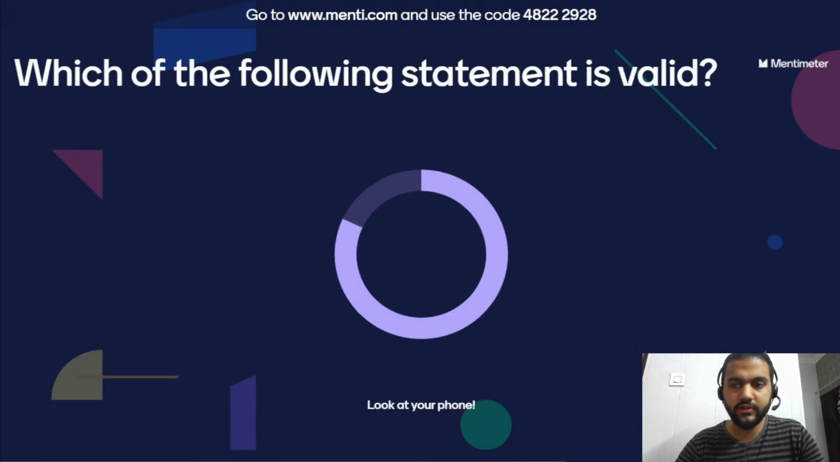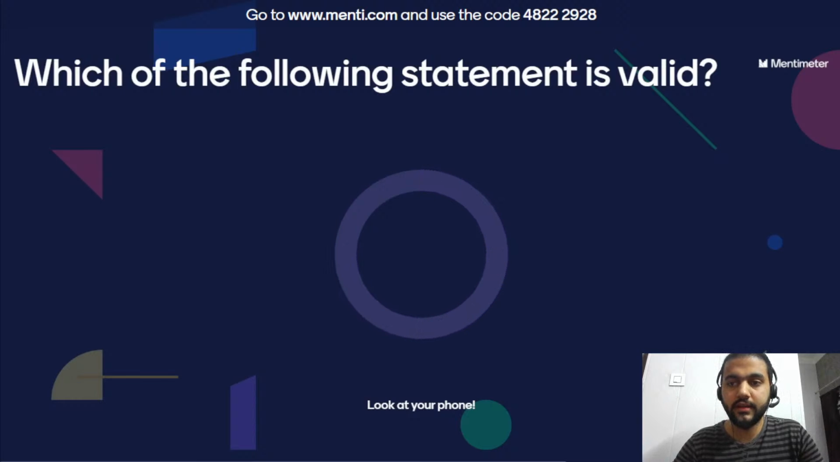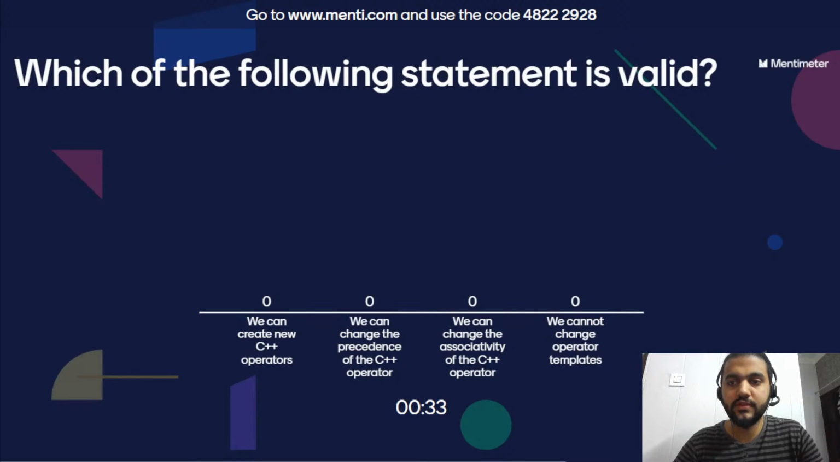So be quick guys, which of the following statement is valid? A. We can create new C++ operators. B. We can change the precedence of the C++ operator. C. We can change the associativity of the C++ operator. D. We cannot change operator templates.